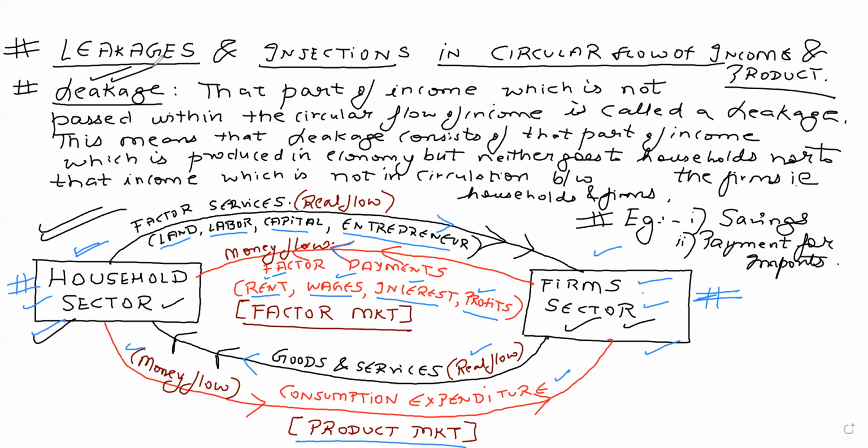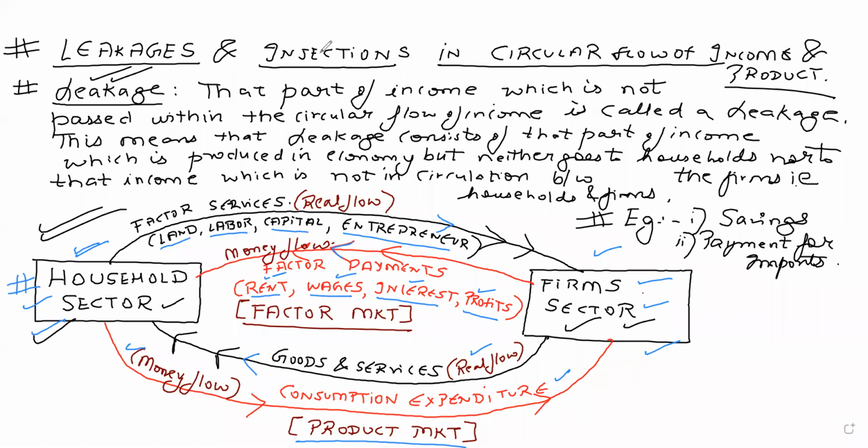Any part of income which is not getting circulated between the households and the firms is a leakage. When you are saving money, it is not getting circulated between households and firms, it is a leakage. When you are making payment to the foreigners, it is not getting circulated between the households and the domestic firms, it is a leakage.